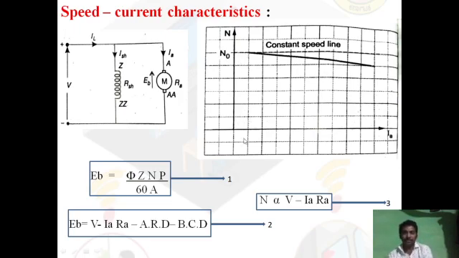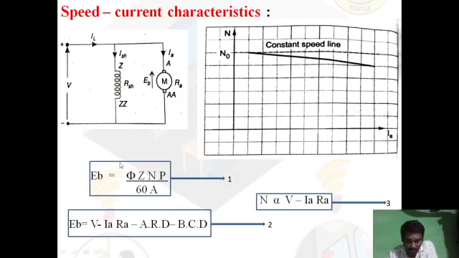So here, if you search for a relation between the speed of the armature and the armature current, we will not get it directly. So we need to establish a relation. For that, we have to consider the back EMF equation. We know that the back EMF, or the EMF induced in the armature, is equal to phi Z N P by 60A. We have derived this in the previous classes.